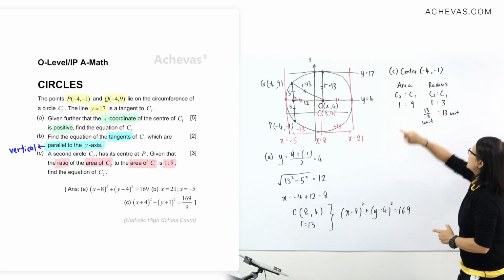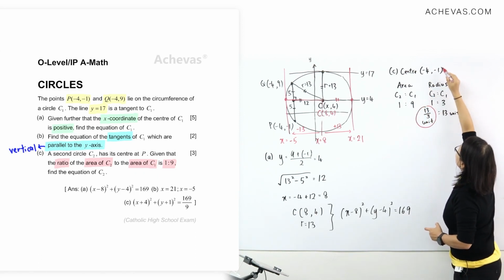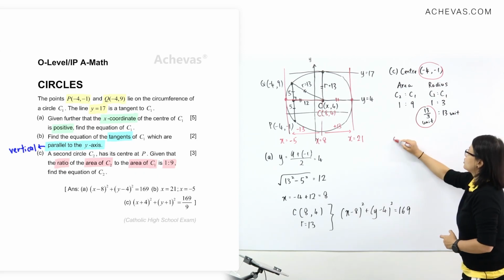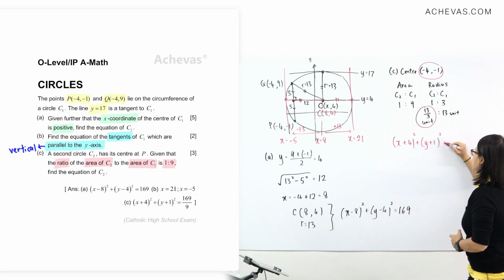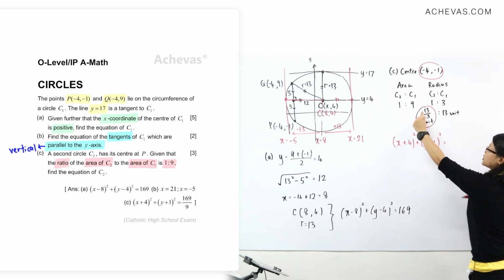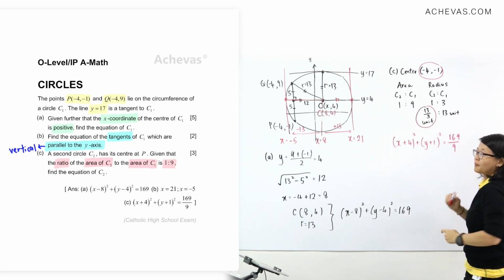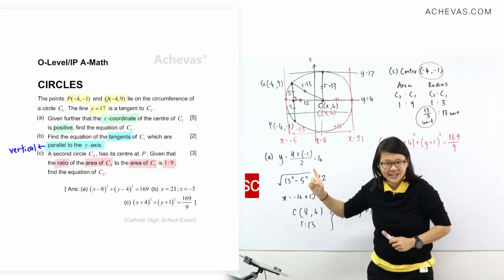Now, since we already know the center and also the radius of the circle, we are able to form the equation of the circle C2. The equation will be (x plus 4) squared plus (y plus 1) squared equals radius squared. Squaring the radius gives 169 over 9. That is part C of this circle question.